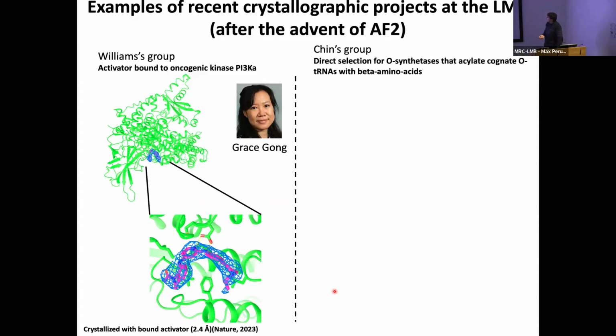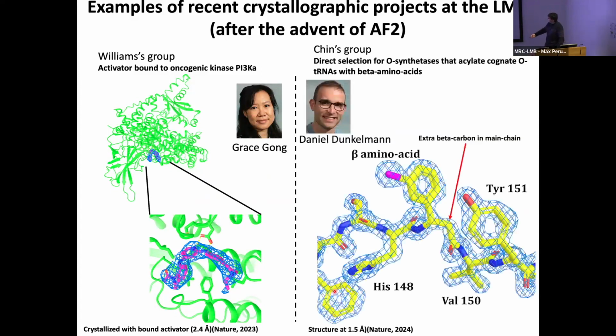Also, we've started to work a lot with Jason's group, where they make these unnatural amino acids. This is a very weird structure to look at, with this kink on this amino acid. Of course, this is something that AlphaFold cannot do, because it doesn't understand the unnatural amino acids.